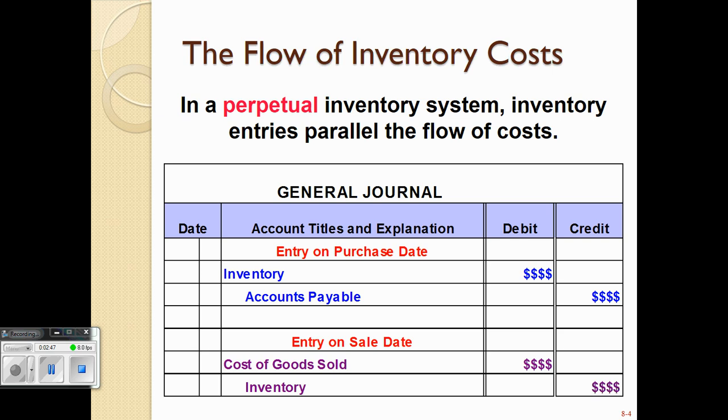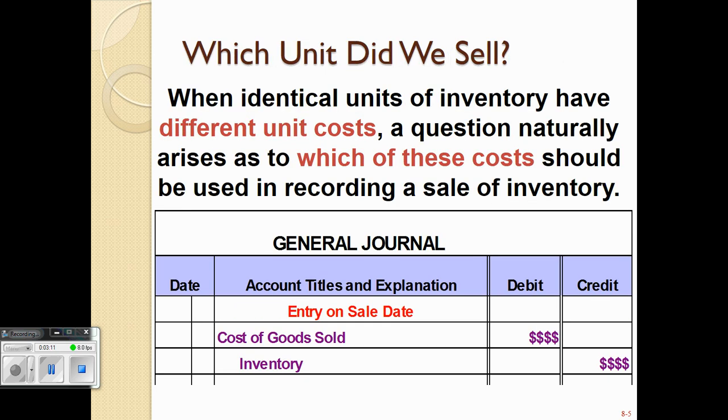And then when we sold the item, remember from chapter 6 we had 2 journal entries. Here we're only counting the one to get it out of inventory. But notice our debit now is the cost of goods sold. Cost of goods sold is an expense type account. And then our credit is to inventory to get that particular item out of inventory. And the whole chapter predominantly deals with what value do I use for those? So the question that comes up is which unit did we sell? When identical units, and this gets back to my very first slide, have different unit costs, which one of those costs should be recorded as a sale in inventory? What dollar value do I put in there? So that's what we're trying to determine.